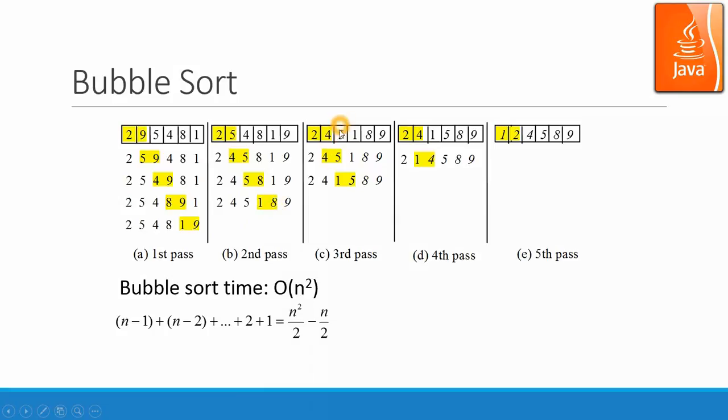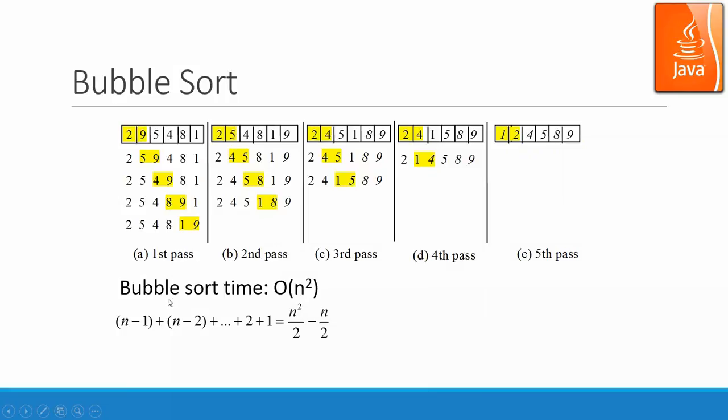So the next pass we start from here. We compare 5 and 1. We swap. And 5 is the third largest number. After that, we continue to the next phase. We compare 4 and 1, and then we swap. And after that, everything is finished.